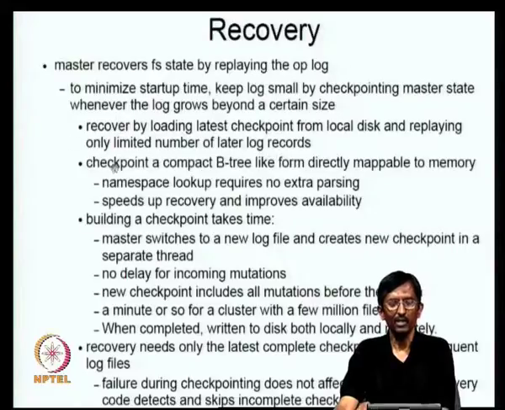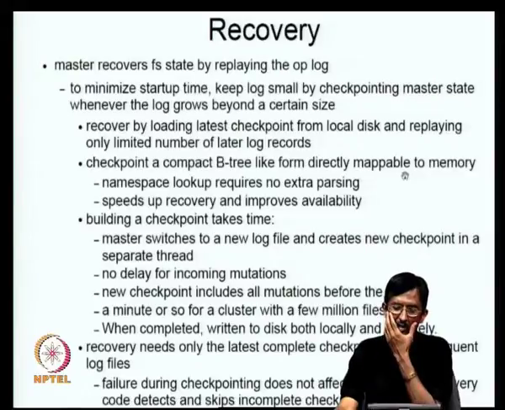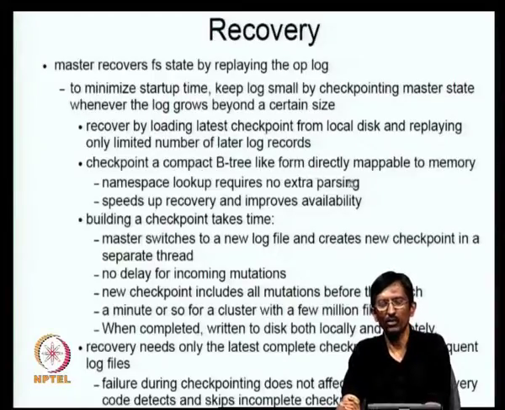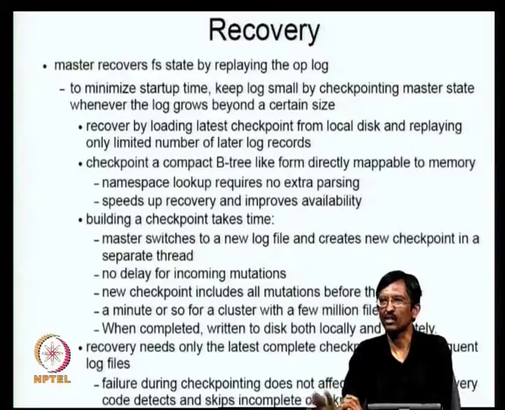And again, most important, the checkpoint is like a compact B tree directly mappable to memory. So, again this is kept in memory itself. Namespace lookup requires no extra parsing, which speeds up recovery and improves availability. So, they are exploiting the memory design, using memory as a quick way of looking up things. It is not on disk. The reason why this is happening is because we have a lot of memory and it can be used for all these purposes. The design exploits current technical advantages.